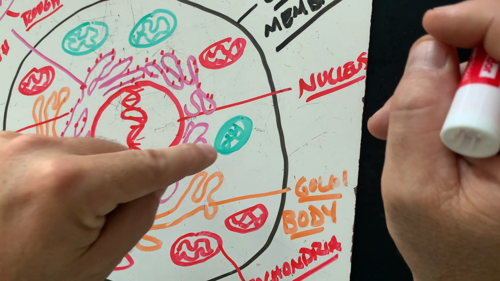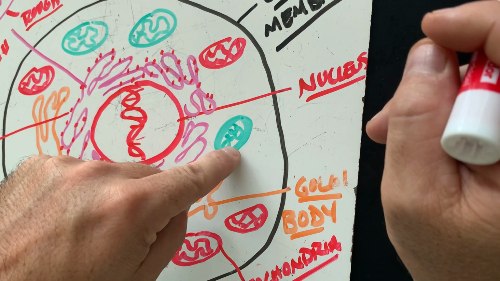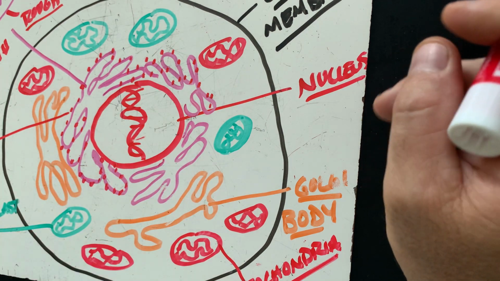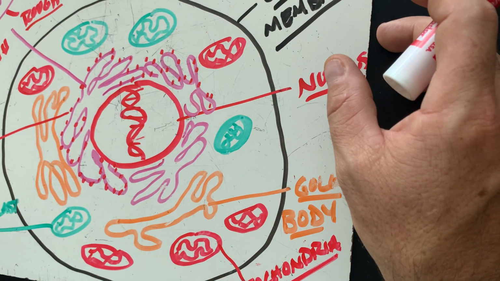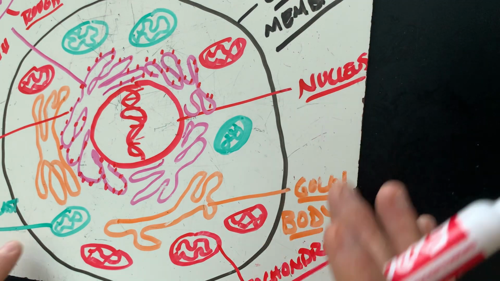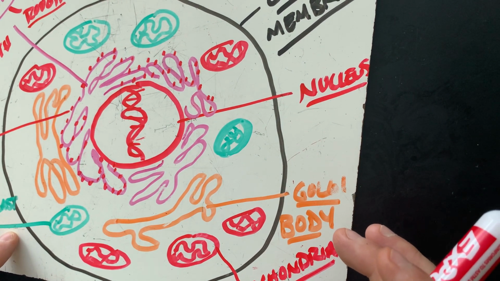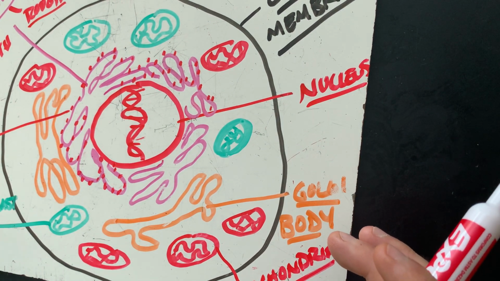If you're a plant, then you've got chloroplasts. If this was a human cell or an animal cell or a fungus, we don't have chloroplasts, but chloroplasts take in light and carbon dioxide and convert it into water and oxygen.